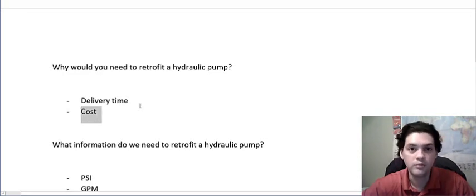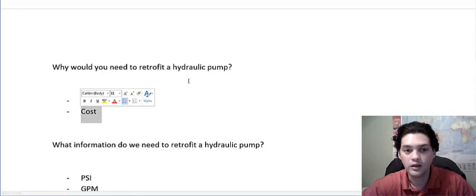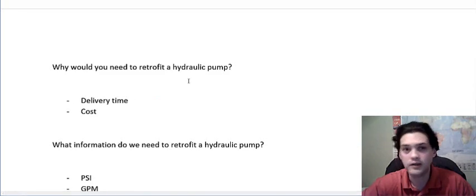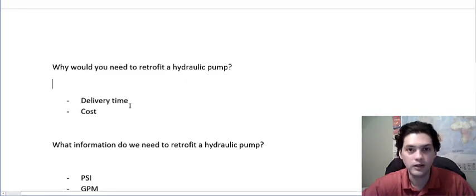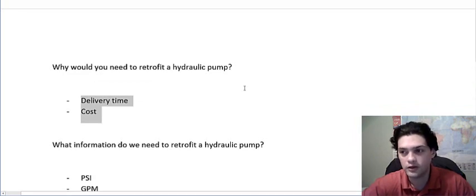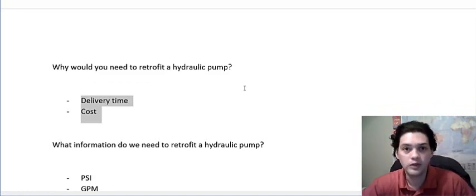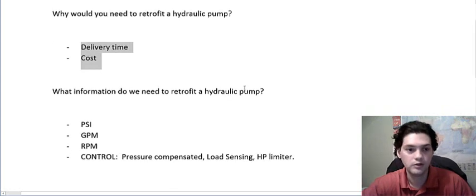Maybe an existing component is too expensive, and maybe they're looking for something that is going to do the same work at a lower price, a little bit less expensive. So usually those are the two main reasons why somebody would want to retrofit a hydraulic pump. Either they cannot wait for a delivery of the component, or they're looking to save costs, reduce costs on operations.